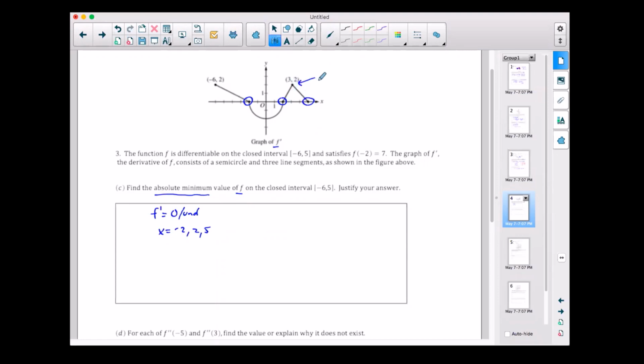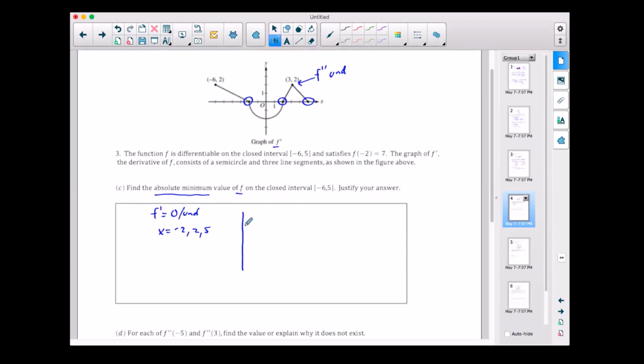Well, this is already a graph of f prime. So right here, the derivative of f prime, which is f double prime, is undefined right there. So we're looking for when f prime is undefined. F prime is defined everywhere on this graph. I know that f prime is defined everywhere because I can literally see it. If there was a hole somewhere or a missing piece, then f prime would not be defined. So my only critical values are -2, 2, and 5.